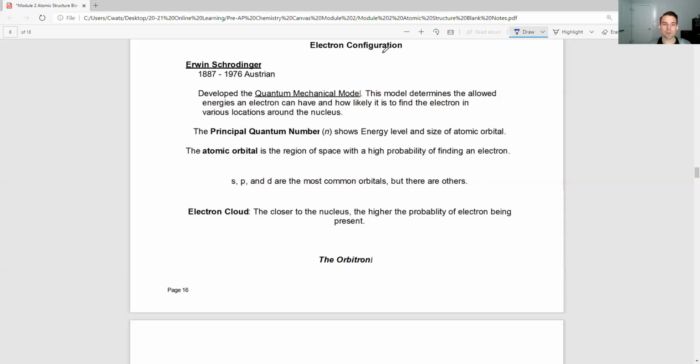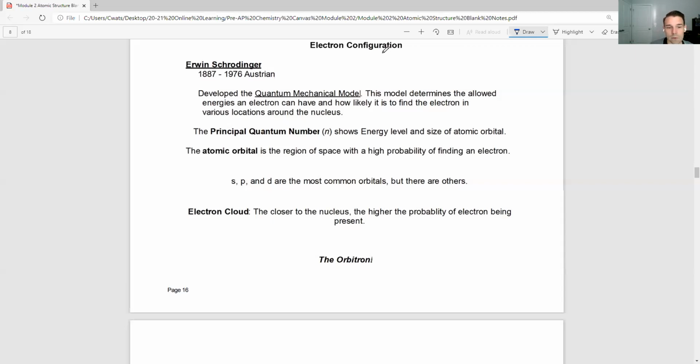We'll start with Erwin Schrodinger. That name might be familiar to you if you've ever heard of Schrodinger's cat. If you don't know it, Google it. It's interesting. But he developed the quantum mechanical model. This model determines the allowed energies an electron can have and how likely it is to find the electron in various locations around the nucleus.